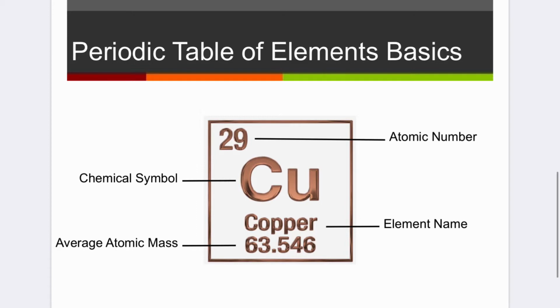The second thing in this square is the chemical symbol, in this case represented as a Cu for copper, but every element has a different name, and so every element has a unique chemical symbol. Then below that we have the element name, which is copper, but every square will have a unique one. The bottom number is the average atomic mass, which again is unique to every single element on the periodic table.